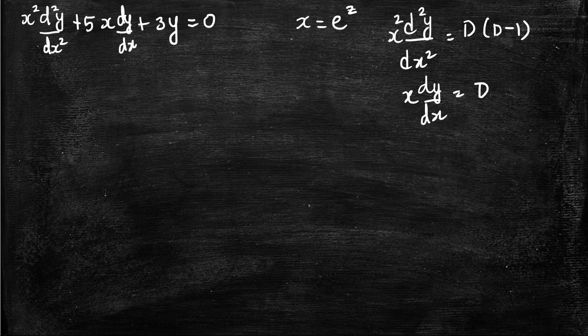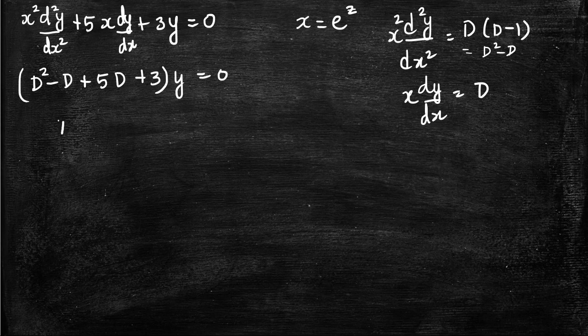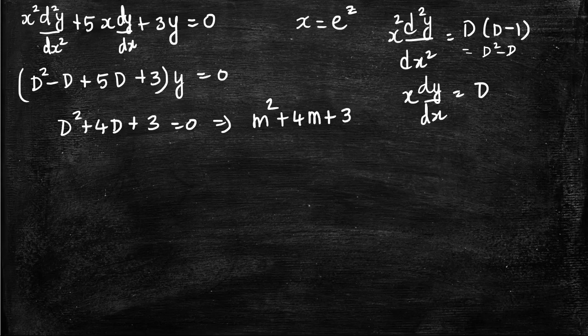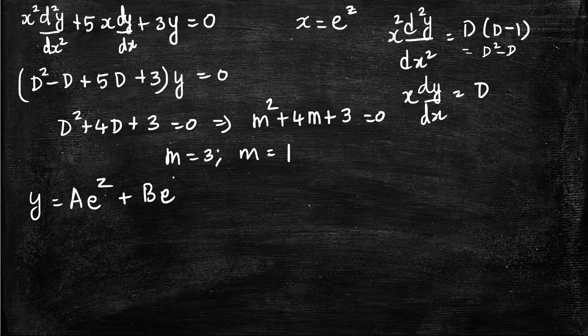Okay. Now we are just going to replace that. I'm replacing this by D square minus D. So this is D square minus D plus 5D plus 3 into y equal to 0. This simplifies to D square plus 4D plus 3 is equal to 0. So the auxiliary equation is m square plus 4m plus 3 is equal to 0. And my roots will be m is equal to minus 3 and m is equal to minus 1, real and unequal. So my solution will be y is equal to a e power minus z plus b e power minus 3z.